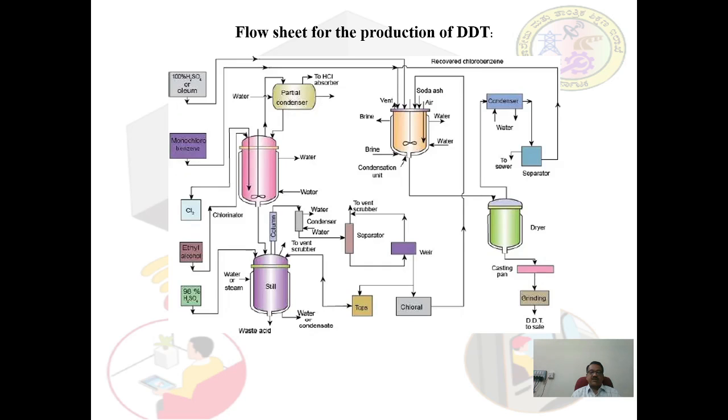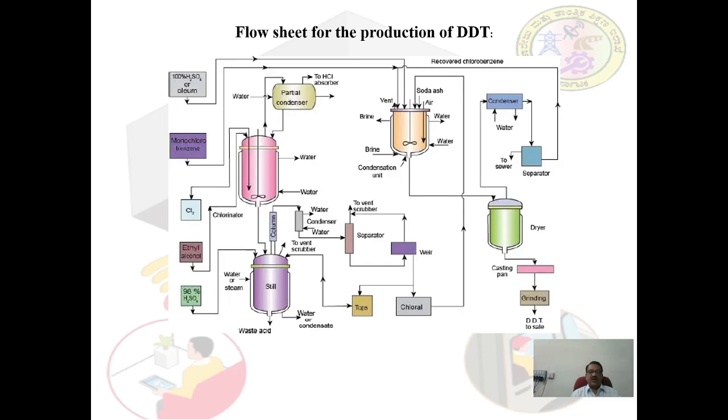So this is the flow diagram for the production of DDT. Here, chlorine and ethyl alcohol are fed to the reactor, or chlorinator, where chloral hydrate is produced, and the vapors produced are taken to a partial condenser as overhead product to separate hydrochloric acid from the water.